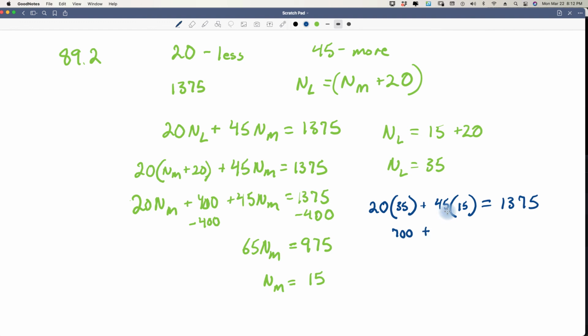Plus 45 times 15, that is going to be, oh goodness, I'm doing this in my head. So 10 times 45 is 450. Half of that is 225. So 675. All right, so 675. Does that equal 1375? I believe it does, because 600 and 700 is 1300, and then we have 75. So that checks. So these answers are both correct. So you can see all that you need is the value and then the totals, whatever form those totals might be.